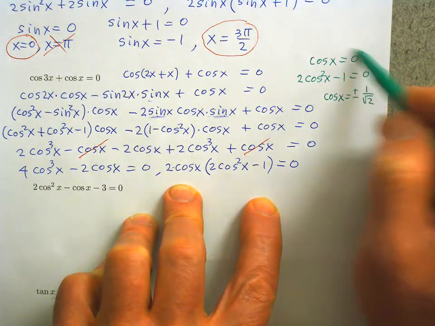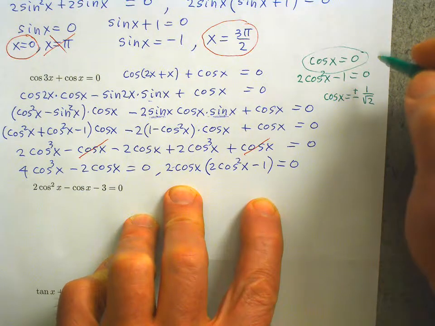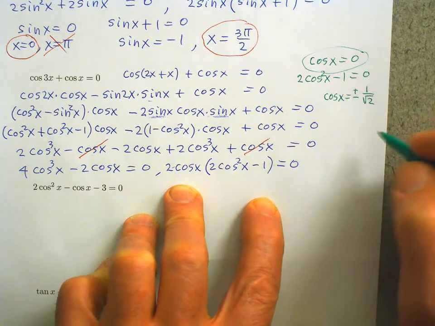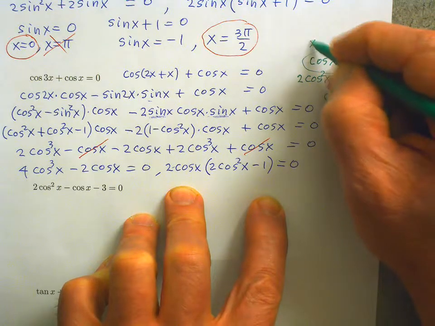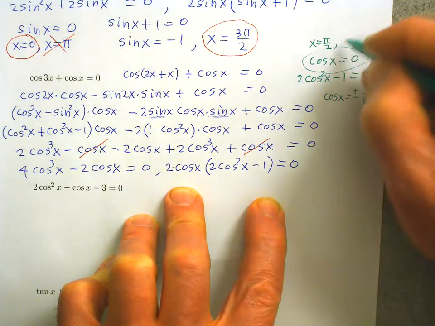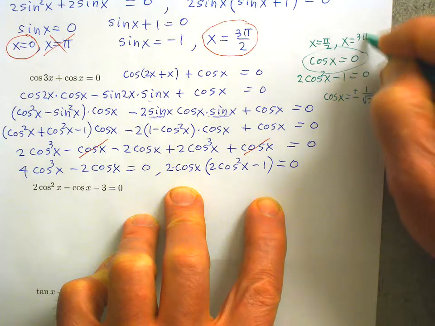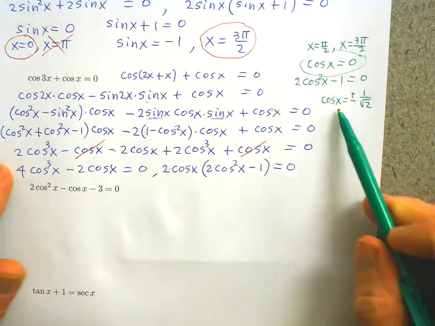Okay, so this equation, cosine of x equals 0, gives us 2 solutions, as we already mentioned. So I'll write those up here: x equals pi over 2, and x equals 3 pi over 2. And look what we have here.